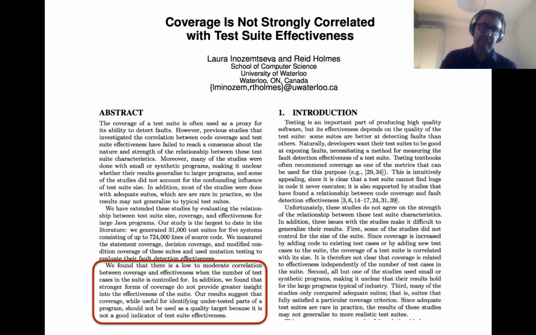So they basically said that the coverage depends more on the size of the test suite. So when you control for that, if you take a test suite of the same size, one that has a higher coverage does not really give you much more in terms of finding defects. So this was a large empirical study that showed what many had seen in practice. And you can go on and see that the stronger forms of coverage do not provide greater insight into the effectiveness of the suite.